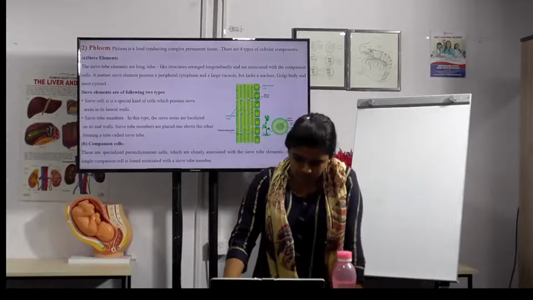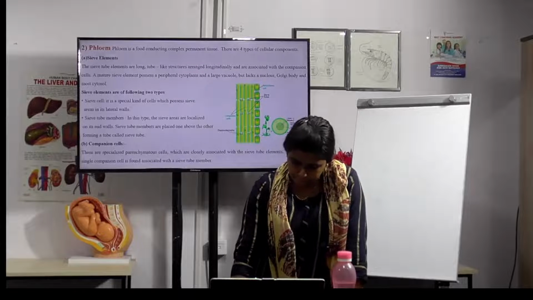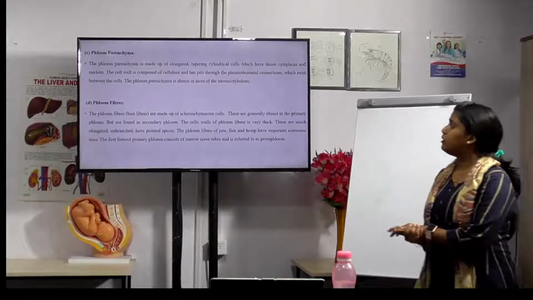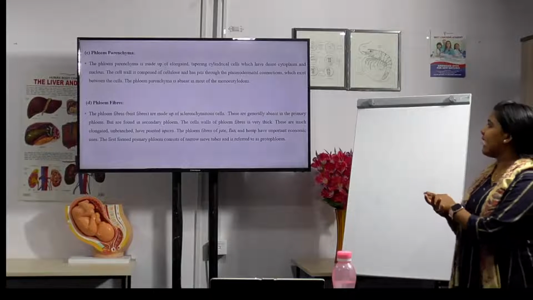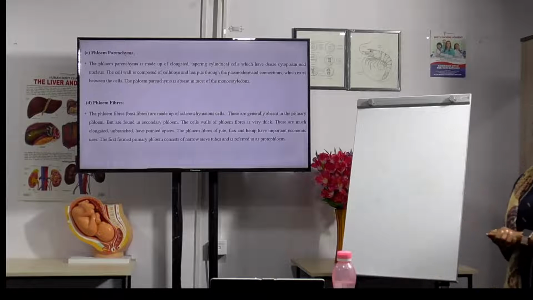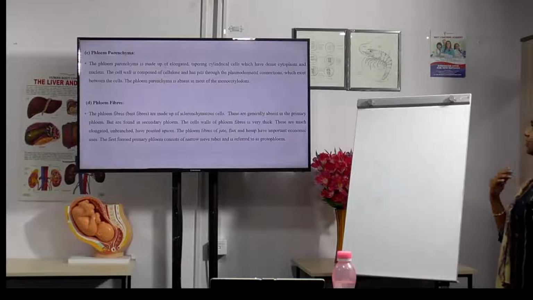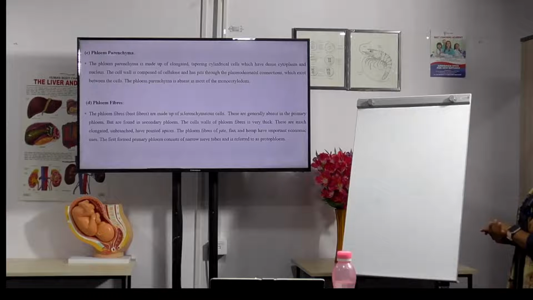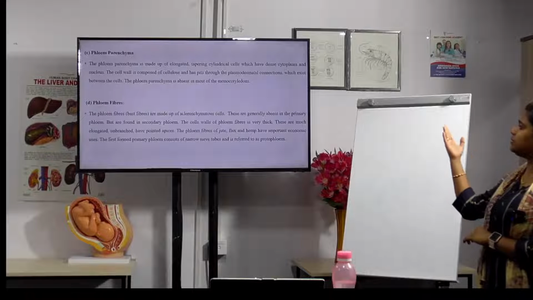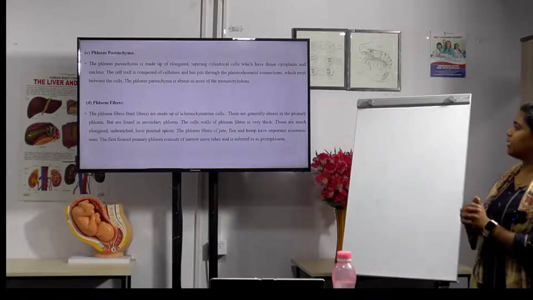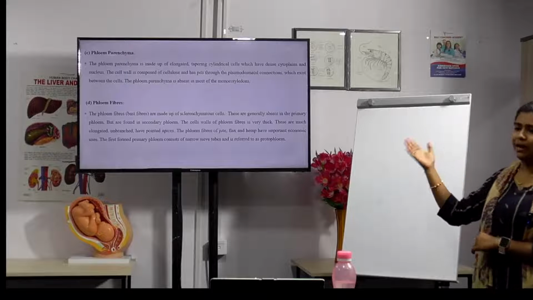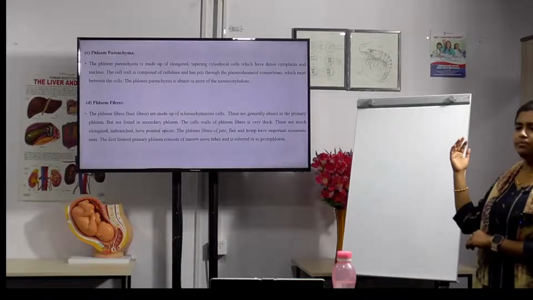And the next is phloem parenchyma, which is made up of elongated tapering cylindrical cells with dense cytoplasm and nucleus. The wall is composed of cellulose and has plasmodesmatal connections between the cells. Phloem fibers are made up of sclerenchymatous cells and are generally absent in the primary phloem, and they are found in secondary phloem.